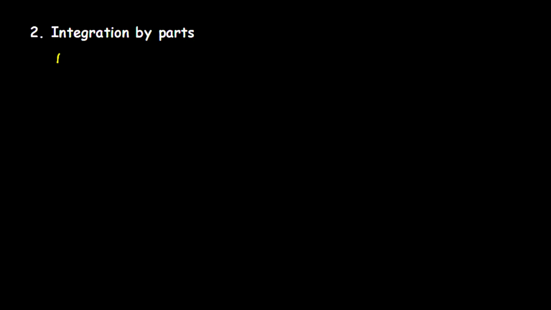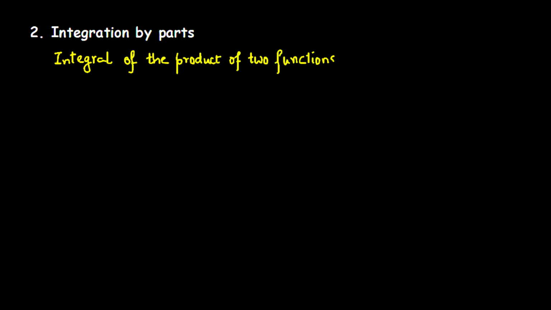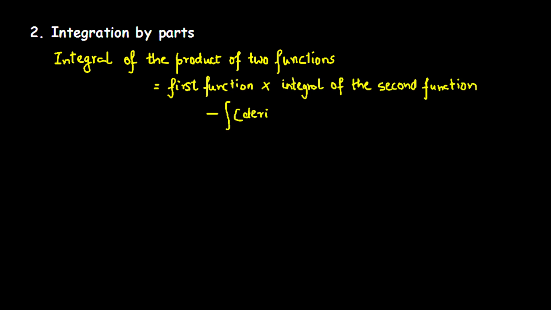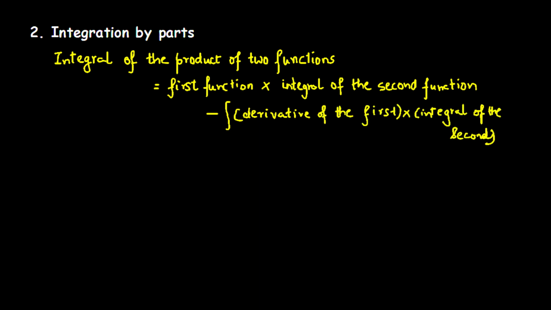Number 2. Integration by parts. Integral of the product of two functions is equals to first function times integral of the second function minus integration of the derivative of the first function times integral of the second function.